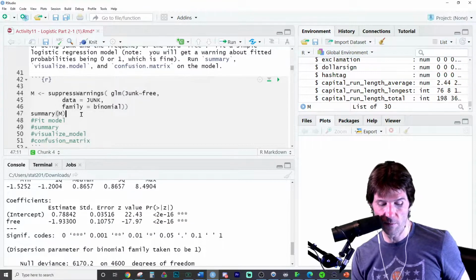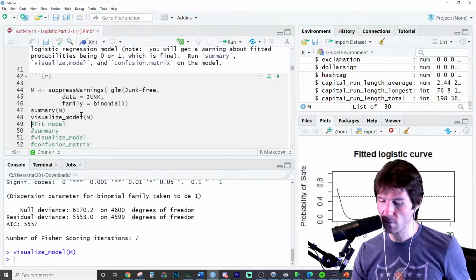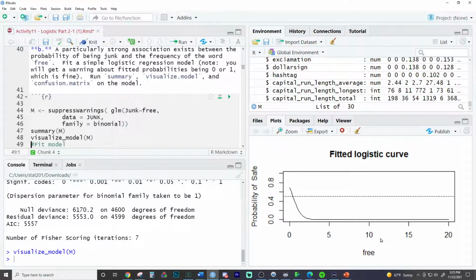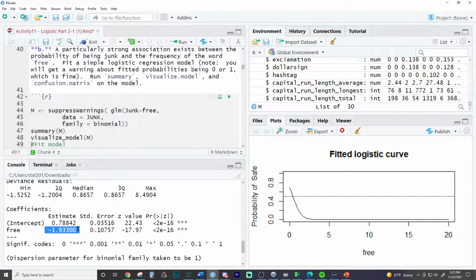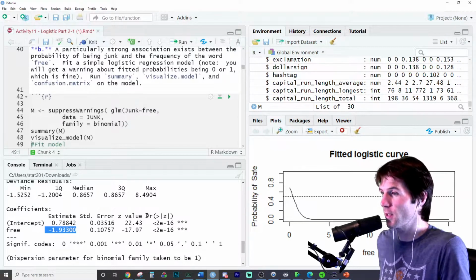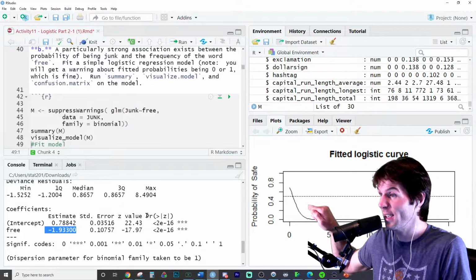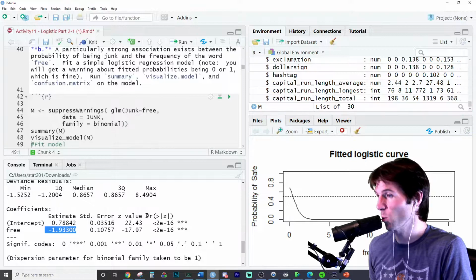This is even more clear with the visualization of the model right here. When you look at the visualization of the model, you'll notice that as the frequency of free increases, the probability of it being safe decreases. Now, this is not constant, so do not interpret this coefficient. You wouldn't go in and say two emails that differ in the frequency of free by one would be expected to differ in their probability by this. No. Once again, the interpretation is that for two emails that differ in how often they say free, the email that says free more often is less likely to be a safe email. It's more likely to be junk.